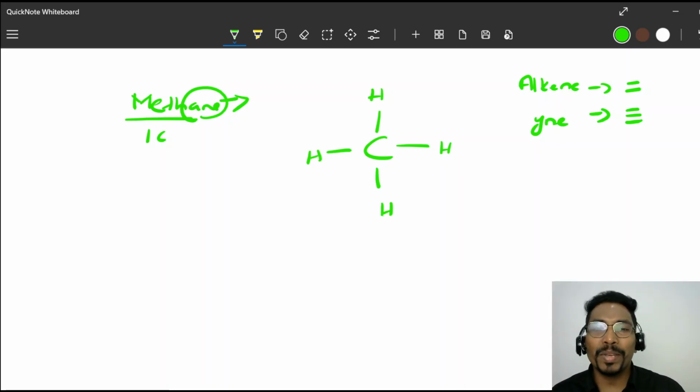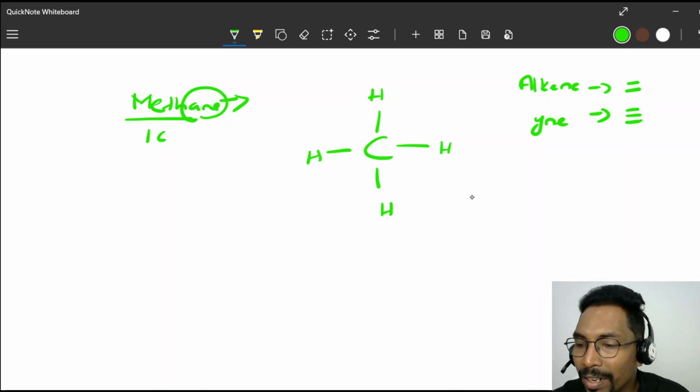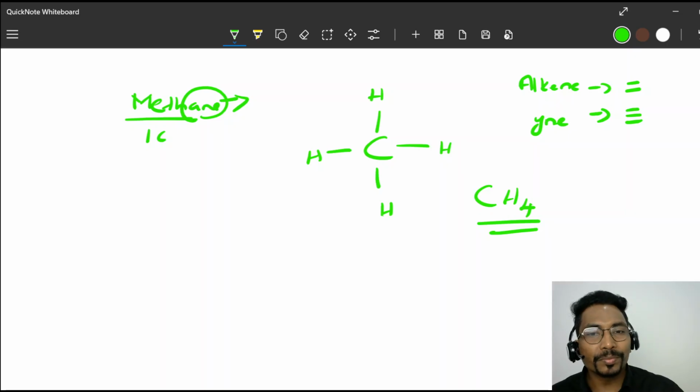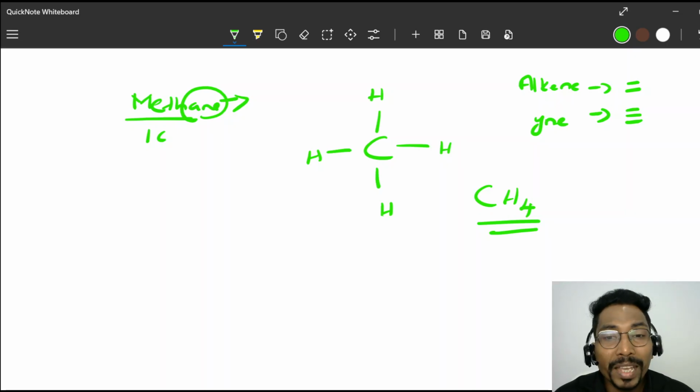So this is methane. This is the structure of methane, and the molecular formula will be like this, CH4. Okay, clear. So now we can check the next one. This is for one carbon.